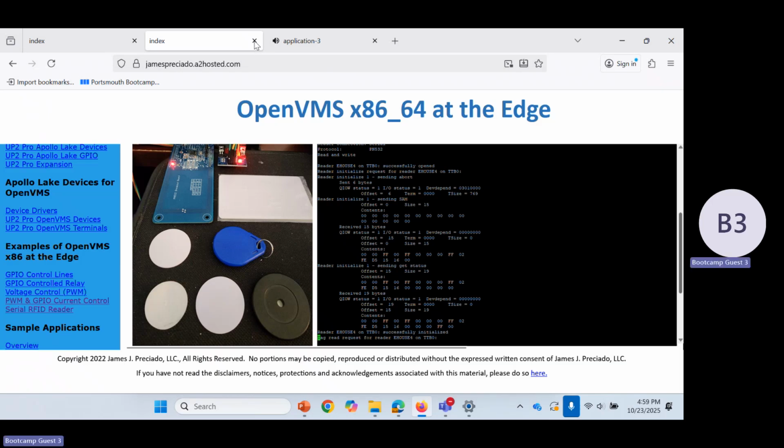But the next thing is if you actually pick up one of these RFID tags and pass it over to the reader, it'll tell you what the tag value is that is read over there. So let's kill this right now.